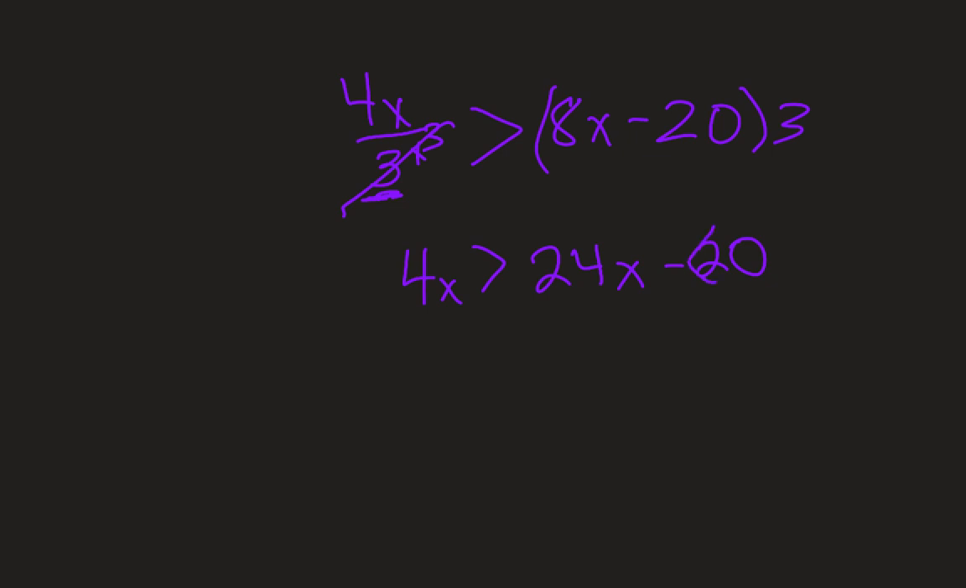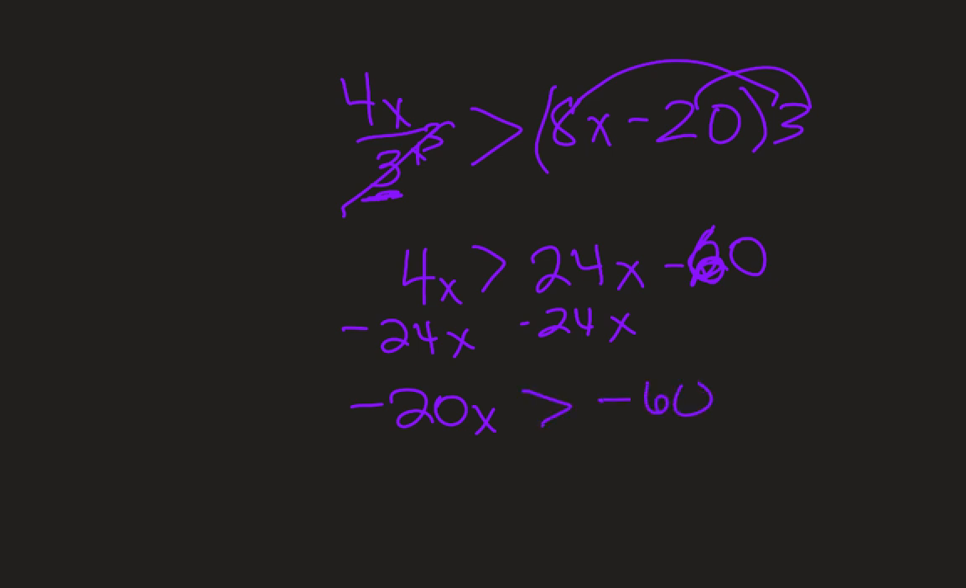24x minus 60. I have to say 20 times 3 and 8x times 3. Okay? And so then the 24x has to come off of both sides. This gives me a 20x. And it's a negative 20x.